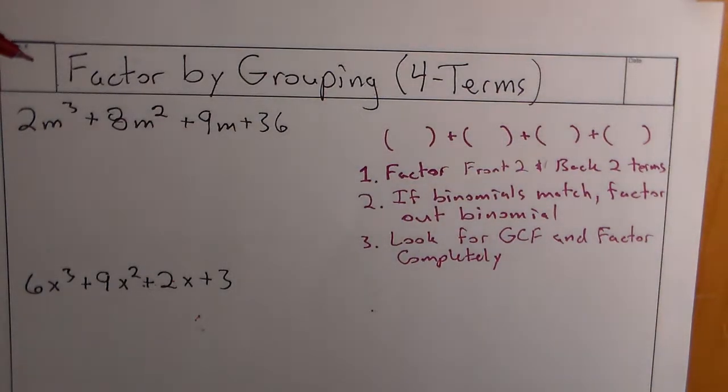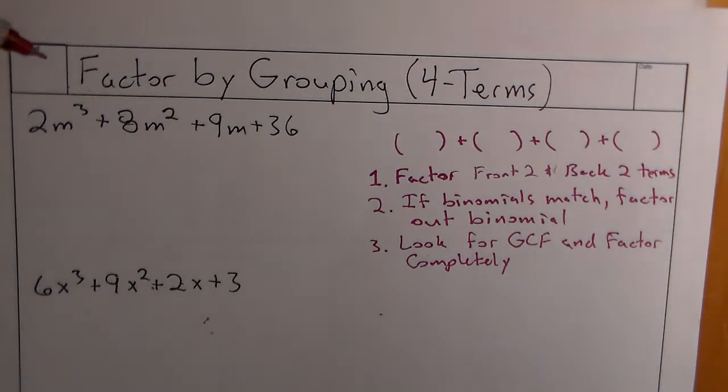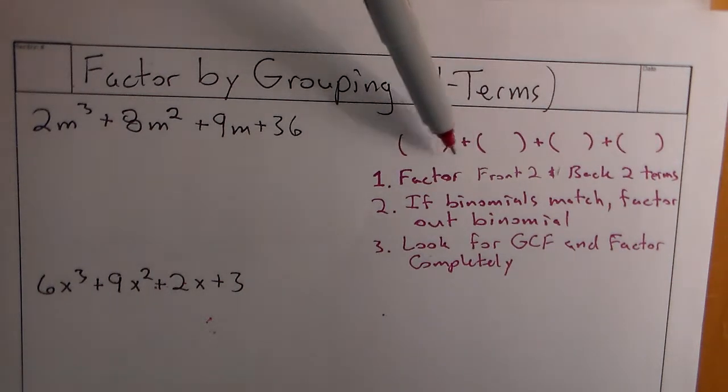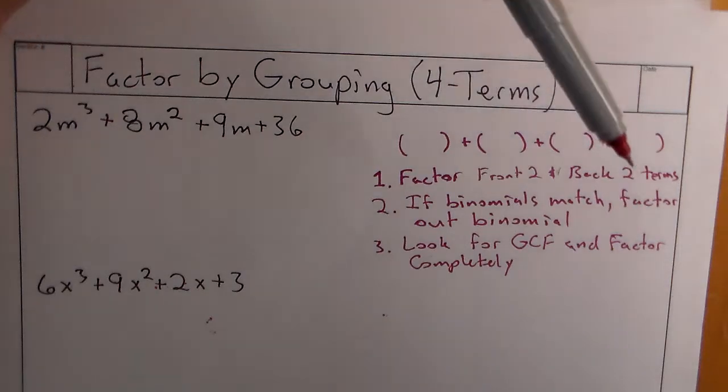Whenever we have four terms that we need to factor, and eventually, whenever we're factoring a trinomial, we're going to use a process we call factor by grouping. Factor by grouping for right now is going to have four terms. And what we're going to look at is we're going to factor the front two terms, and we're going to factor the back two terms separately.